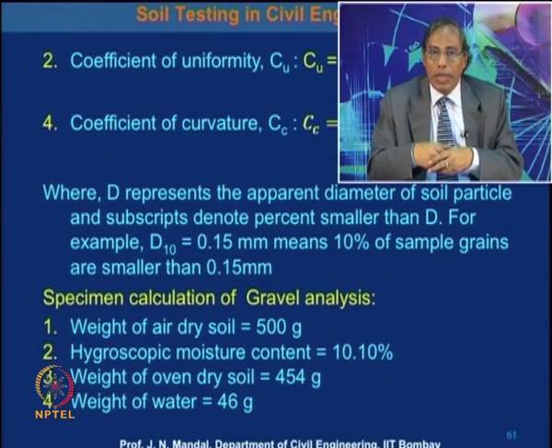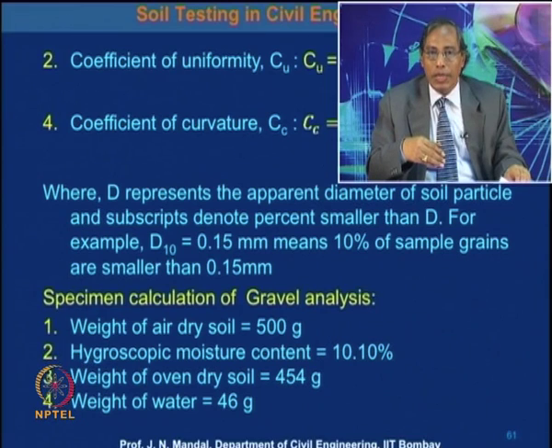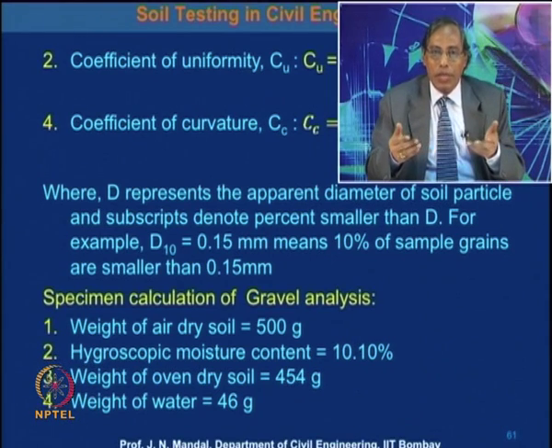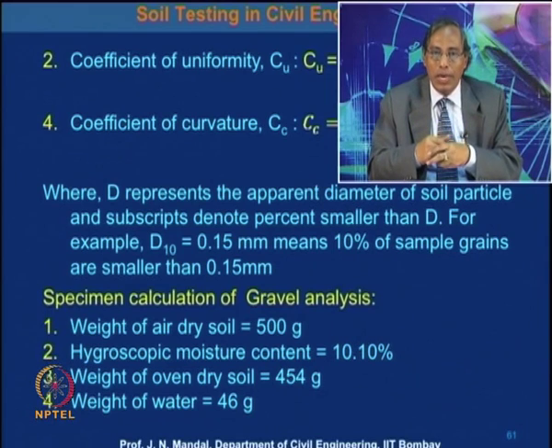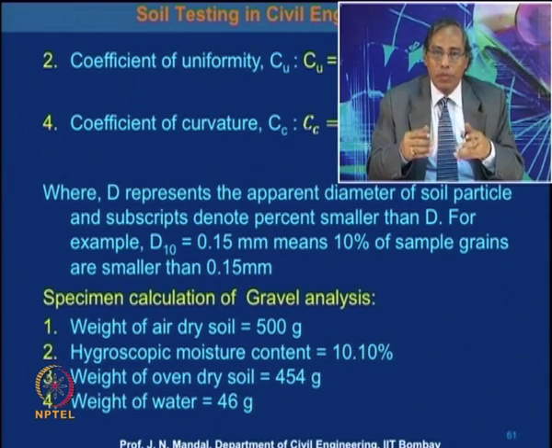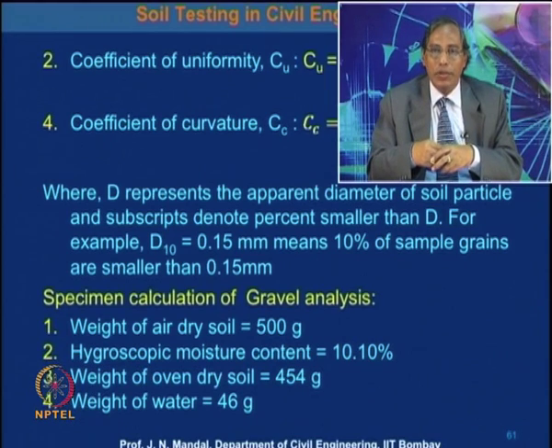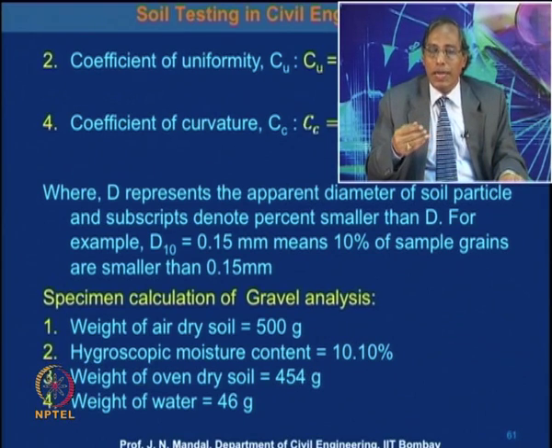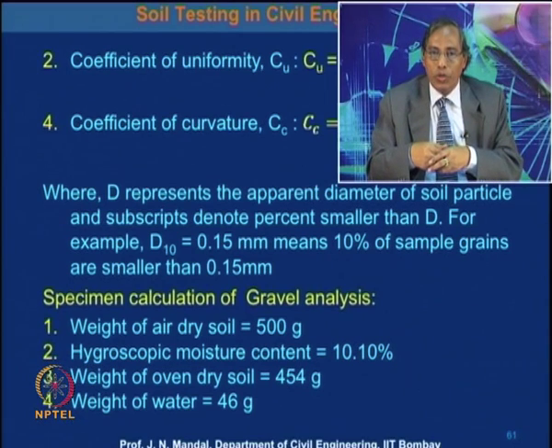Now, how to do the specimen calculation for the gravel analysis? For the specimen calculation, let us say that the weight of the air dry soil taken is about 500 gram. Now, the hygroscopic moisture content of the soil is 10%. The weight of the oven dry sample will be 454 gram, so the weight of water will be 46 gram.